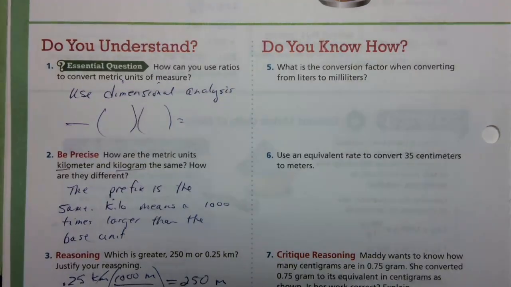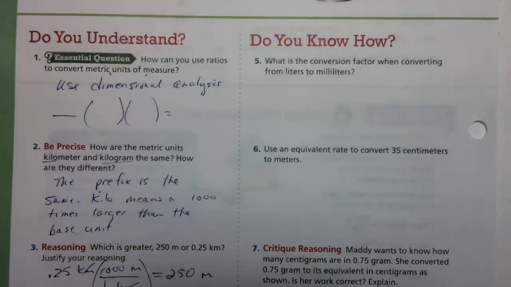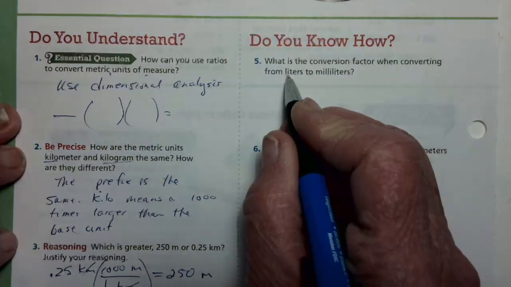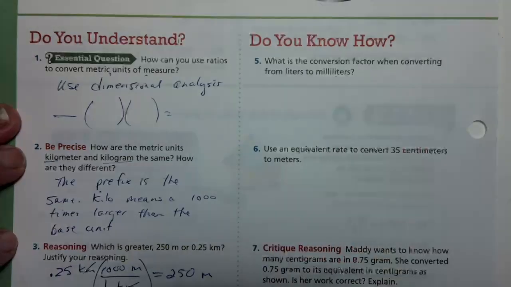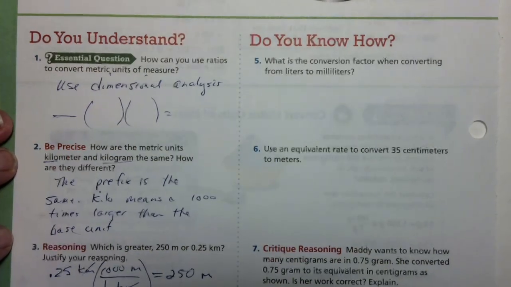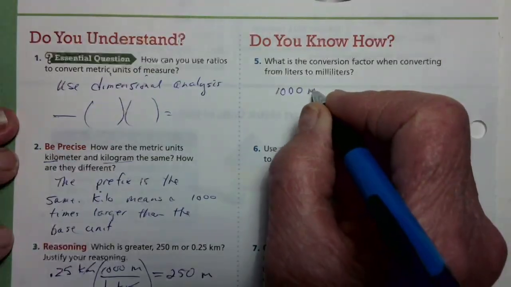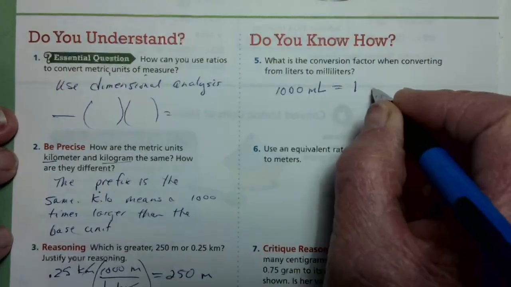Okay, that gets us to number 5. What is the conversion factor when converting from liters to milliliters? Remember, this is bigger than this one. The milli means very small. Okay, so there are 1,000 milliliters in 1 liter.